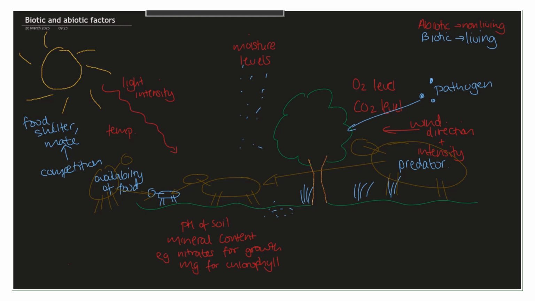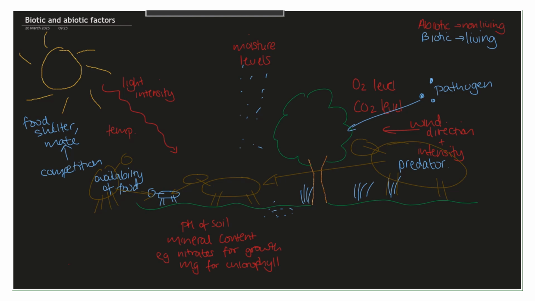Let's move on to wind direction and intensity. Wind intensity and direction can affect the rate at which water evaporates from plants. The windier the environment, the more water evaporates out of the stomata into the environment. That can mean a plant which is desperately trying to conserve its water struggles to conserve its water. So wind direction and intensity can affect the ability of organisms to survive.